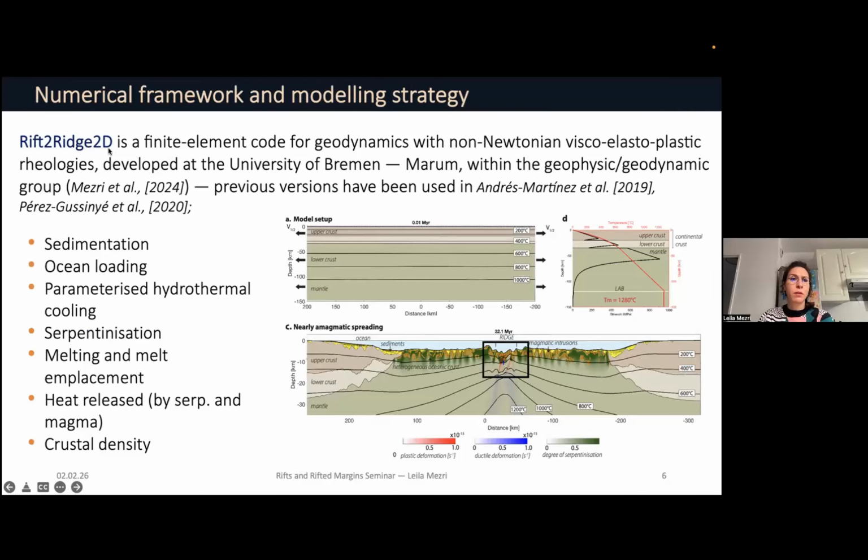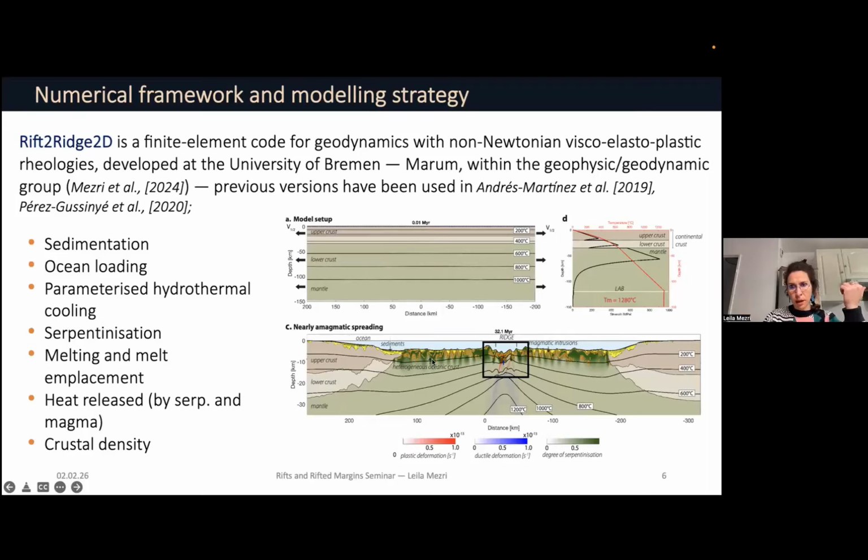The code is the Rift to Ridge code, which is developed at the University of Bremen within the geophysics and geodynamics group. The model includes several components that I will be happy to talk about later. We decided to form a mature ridge system not by starting with a pre-imposed ridge thermal structure, but from the full evolution from continental rifting and continental breakup to the development of a mature ridge system. Here you see the final evolution.